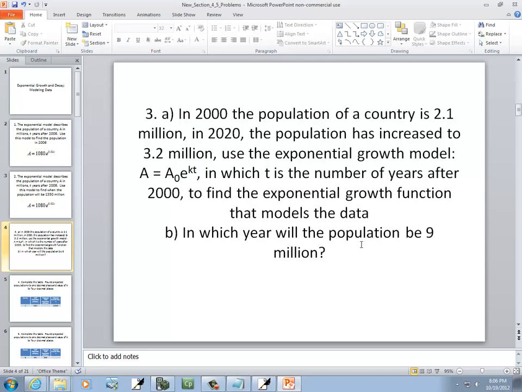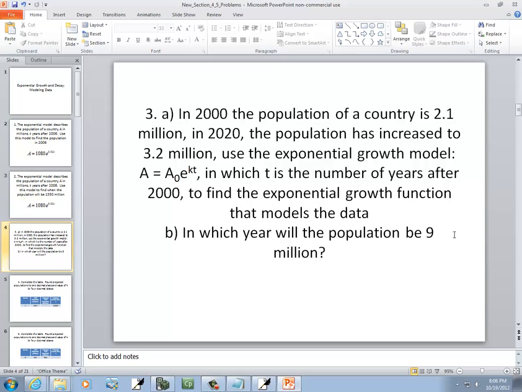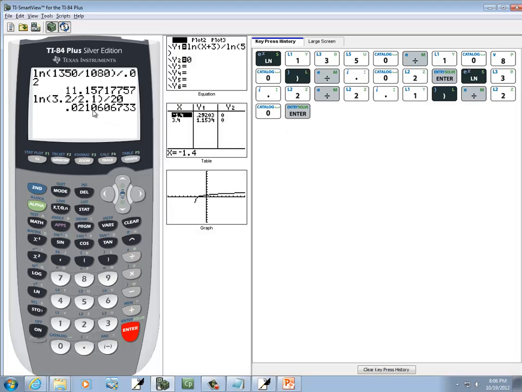Part B says, in which year will the population be 9 million? So for part B, they're telling us to plug 9 in for A. So that's going to be our ending population. Then we've got 2.1 e to the 0.0210606733 t power. Now the nice part about your calculator is if you have this number right here, you can press your store button and store it somewhere. Now the easiest place to store it is the X. So if I click X here and press enter, then that's now stored in X. So any place I want to do this calculation and plug in this long number, I just have to click this X button.